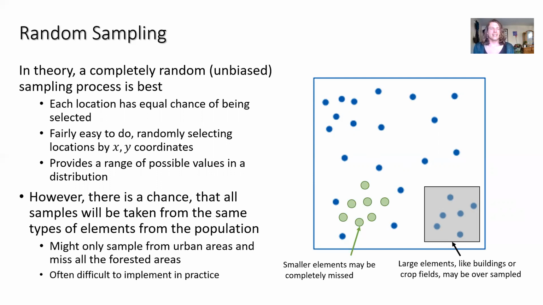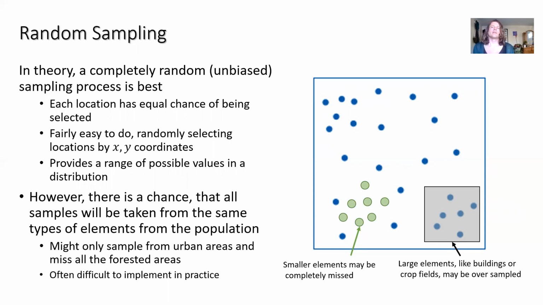However, there is a chance that all samples will be taken from the same type of elements within a certain population. So for instance, we might only sample from urban areas and miss forested areas, and it's often difficult to implement this in practice. So if you look at the figure down here, you can see some of the drawbacks of random sampling. So all the blue circles are the samples we take.